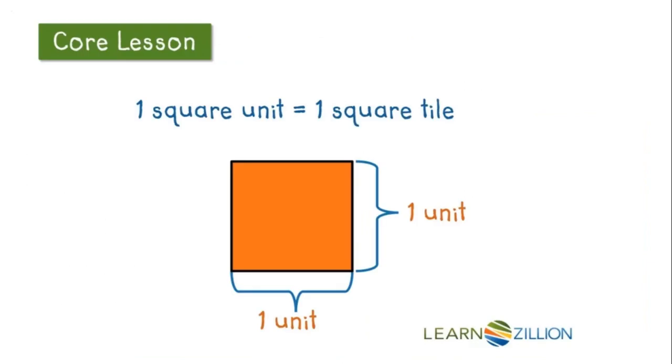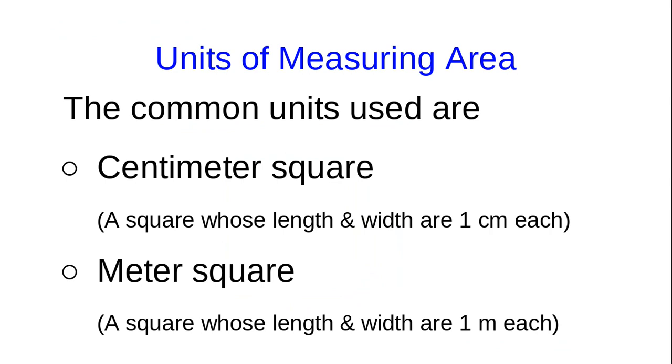So 1 square unit equals 1 square tile. So 1 square tile is 1 unit. So the area of this square is 1 centimeter squared because there's only one. Units of measuring area. The common units used are centimeter square, a square whose length and width are 1 centimeter each, or meter square, a square whose length and width are 1 meter each.